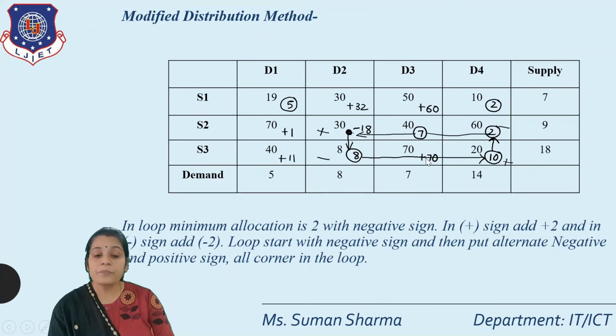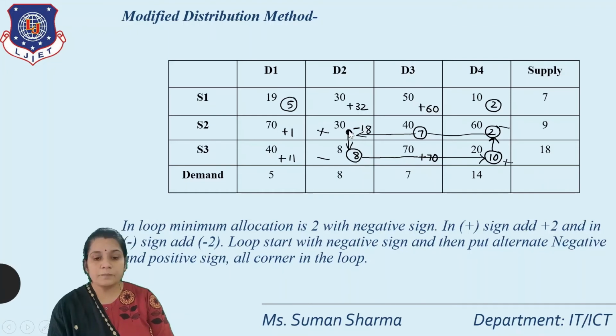So what is the process for making the loop? So your loop starts with the negative sign. So here the negative value is minus 18. Okay, so loop starts with this cell minus 18, and second condition is what? Second condition is that the shape of the loop is a square or a rectangle. Okay, and the square and the rectangle have four corners. So first corner is starting from the negative sign for the unoccupied cell. So remaining three corners must be occupied cells.